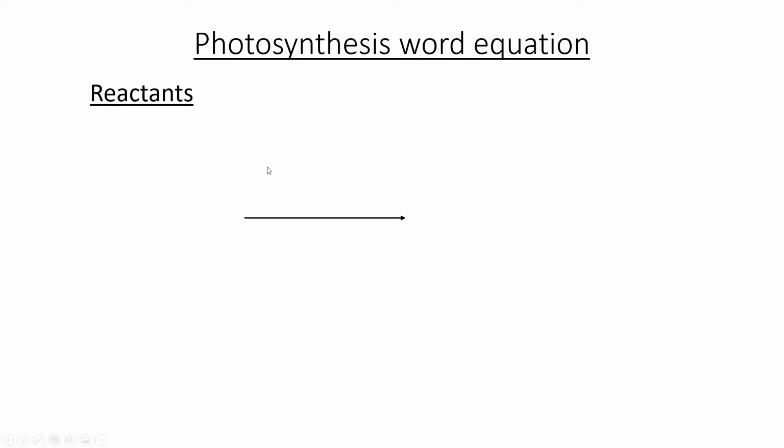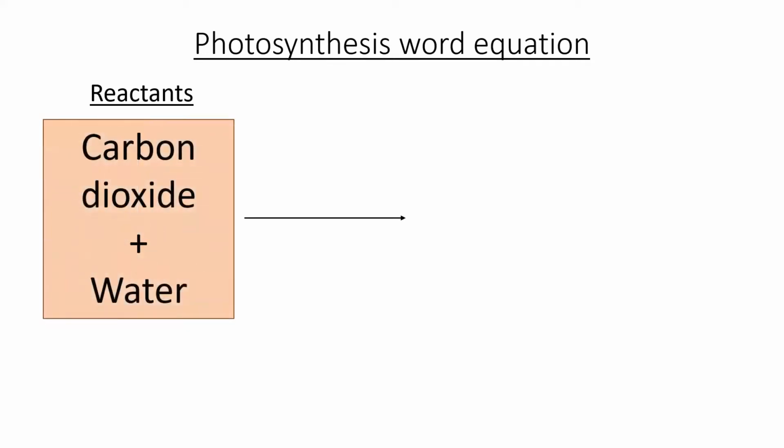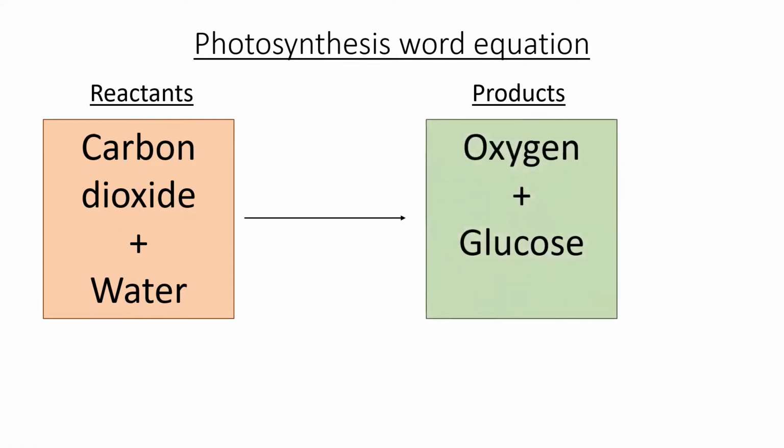On the left side of the arrow are the reactants. State the two reactants for photosynthesis. The two reactants are carbon dioxide and water. On the right side of the arrow are the products. Write down the two products that are made during photosynthesis. The two products are oxygen and glucose.